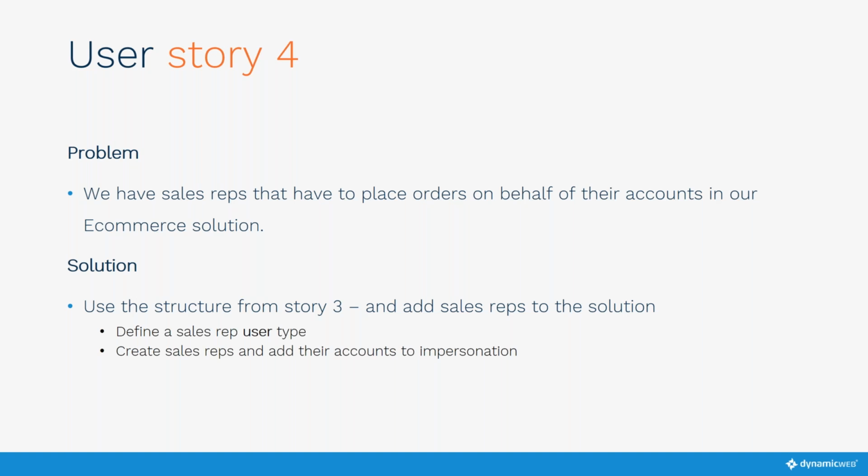And that would be if we had some sales guys here in Dynamicweb and we wanted to take an order for one of our partners using our e-commerce solution. That's basically what we can use it for. And we're going to use the structure from user story 3 I just showed you, and then we're going to add some sales reps to that solution and create some accounts that they can impersonate.